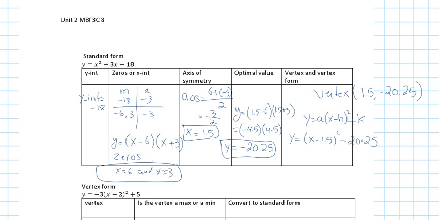You're multiplying negative 4.5 times 4. Are we okay with this?